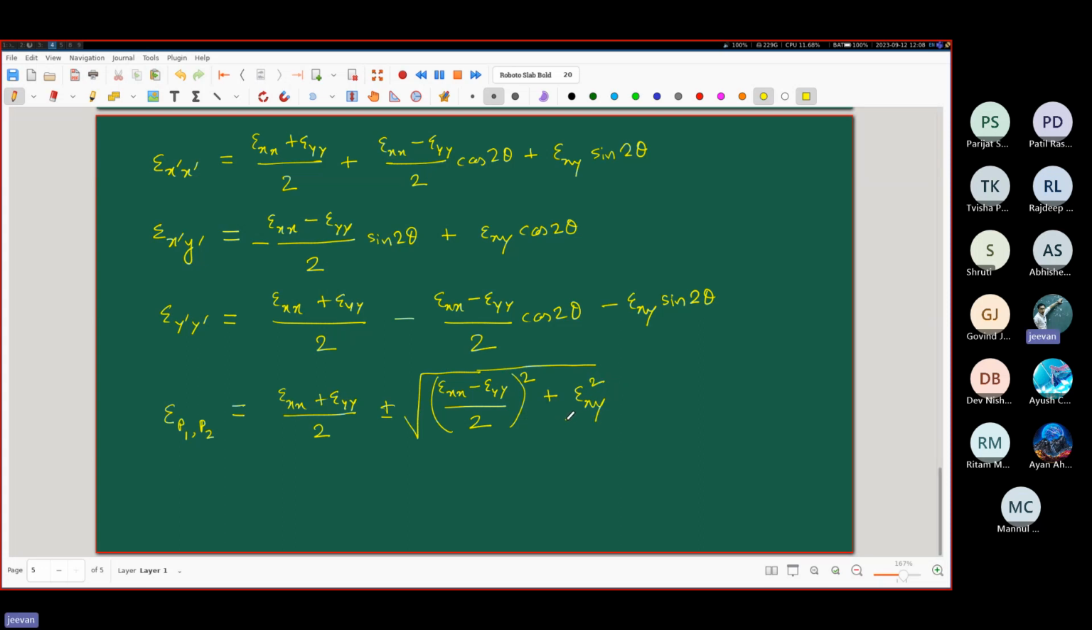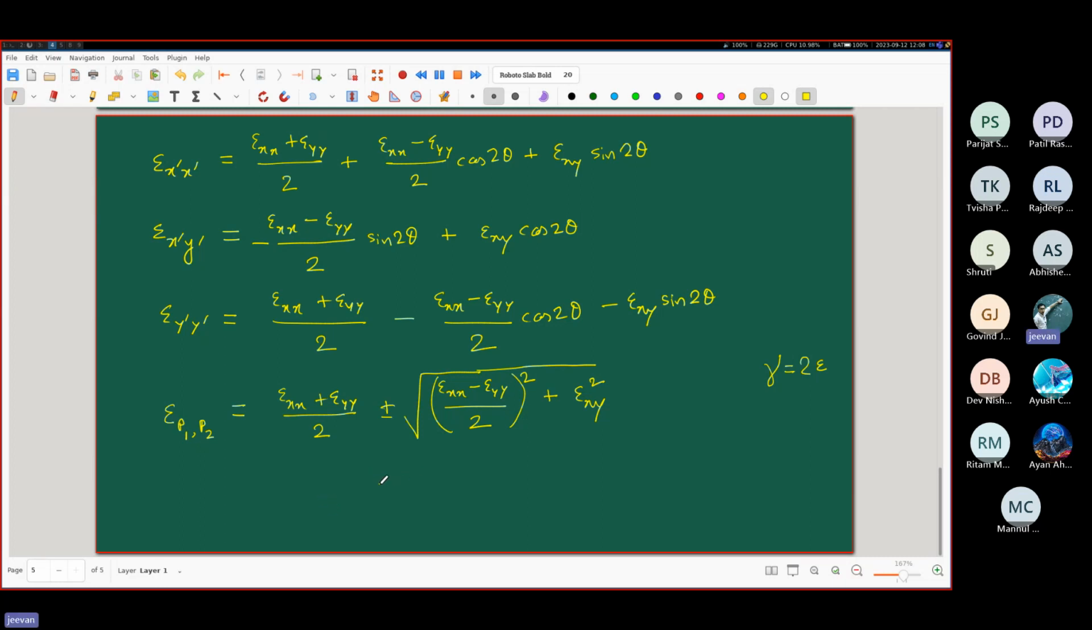Please note that when we talk about shear strains, some of you have a tendency of thinking in terms of gamma. Please note that this gamma is equal to twice epsilon. But in these formulas, the things which are present are not the gammas, these are the epsilons. So please do not make this mistake. Do not write gamma xy for epsilon xy, it will be completely wrong.